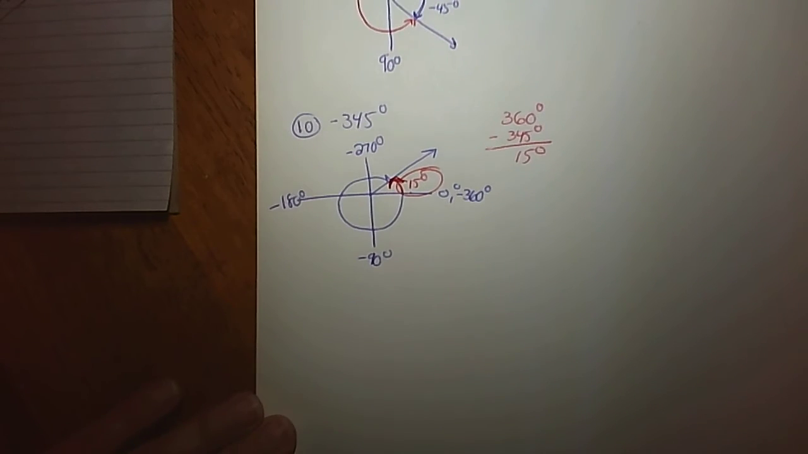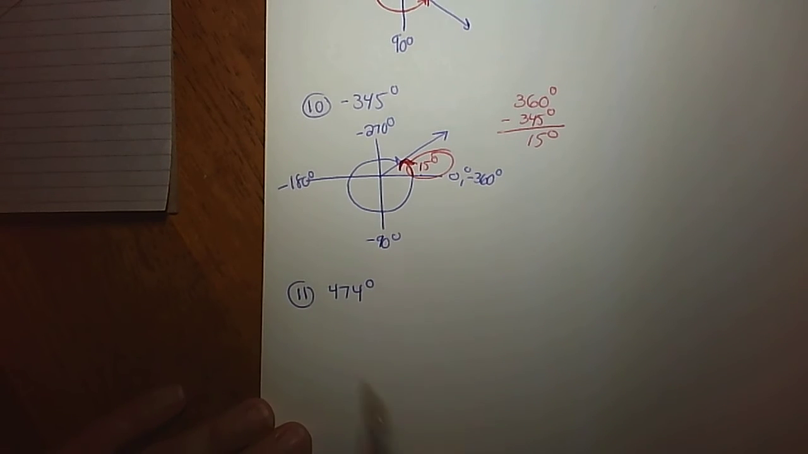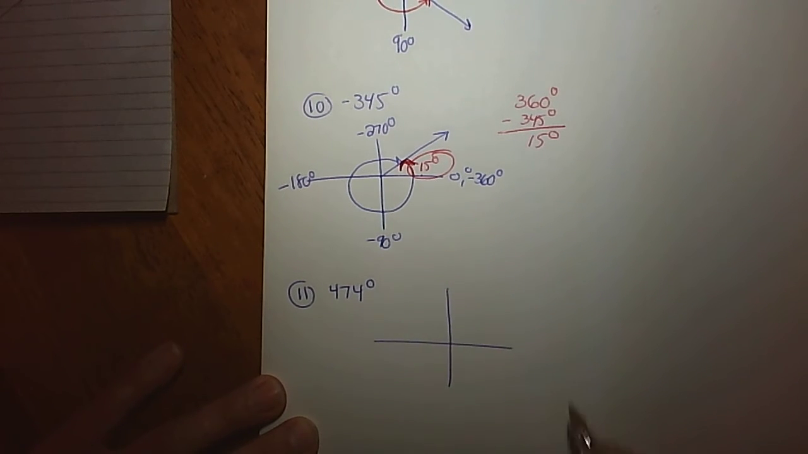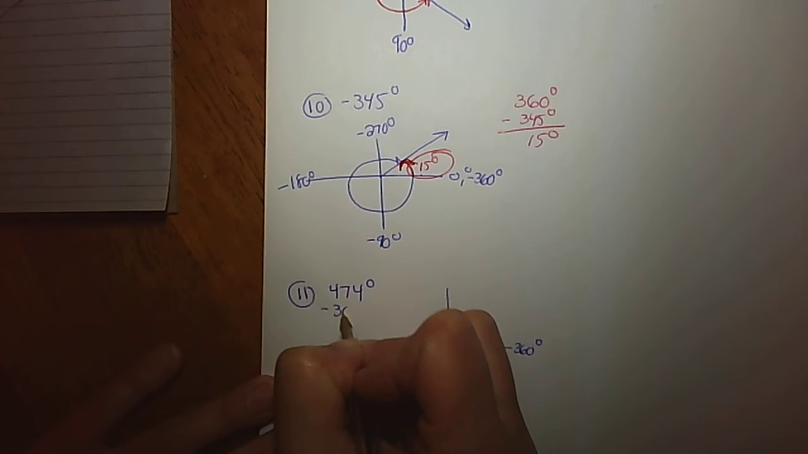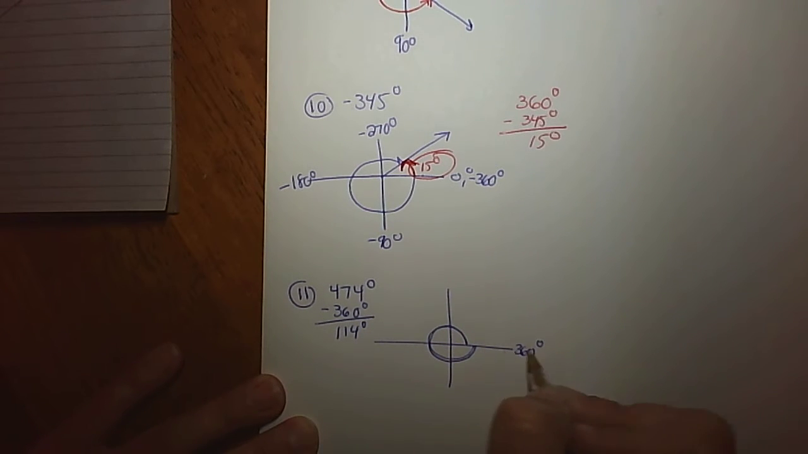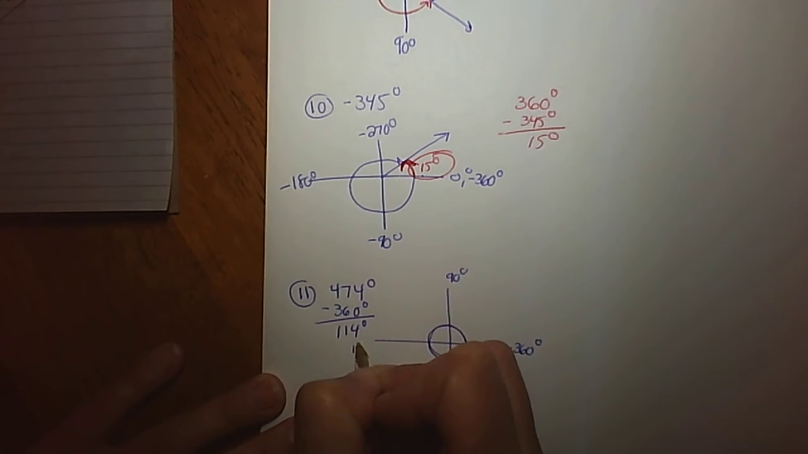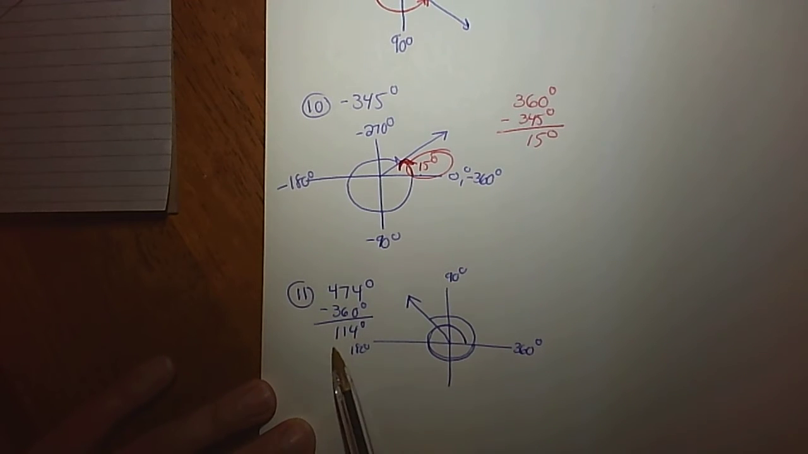All right, next one. Number 11, 474 degrees. All right, now, notice how this is bigger than 360. So what that means is when I go to graph it, I'm going to end up going the whole way around a circle. Now, it's positive, that's why I went up. So a whole way around a circle is 360. So if I subtract 360 from this, that means I have to go 114 more. So that's 0, 90, 180. 114 more will pull me to about there. That's what the picture should look like.